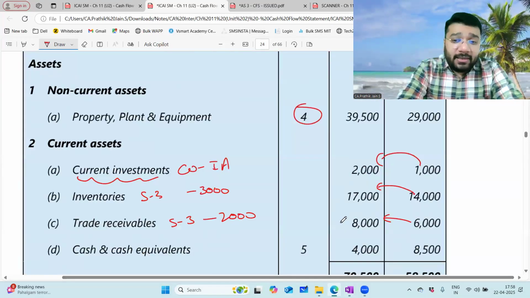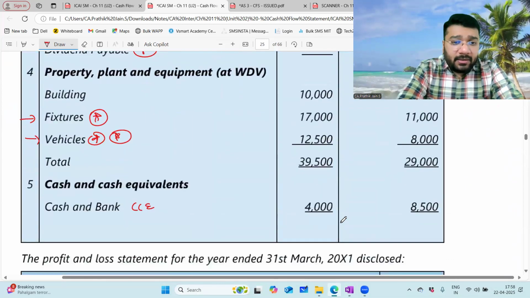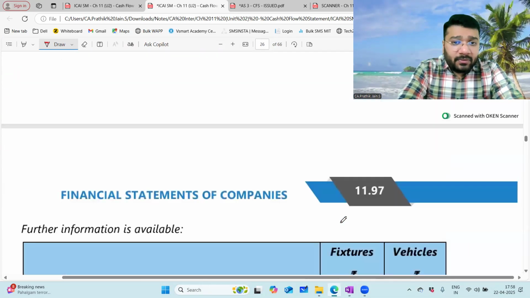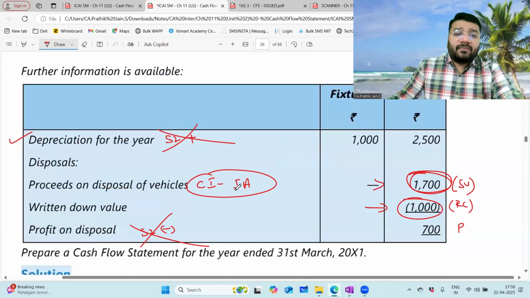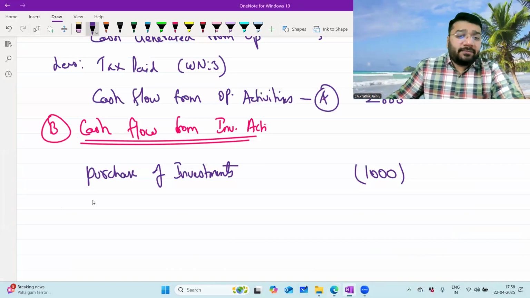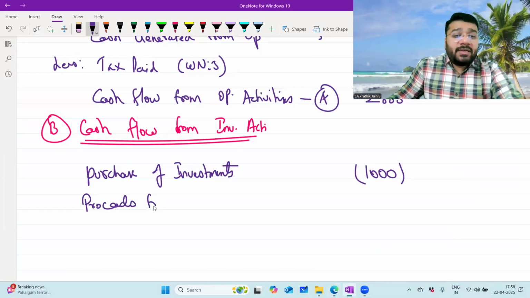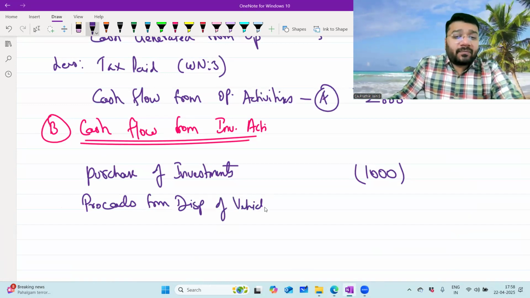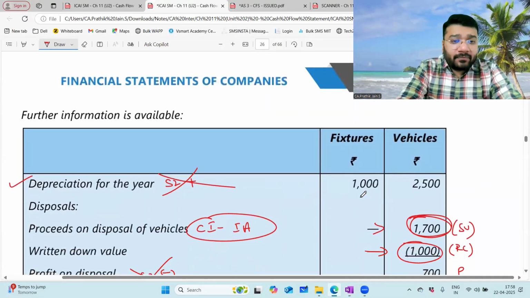Inventory nothing, trade receivable nothing, cash and cash equivalent nothing. If I come down below, nothing. Here, proceeds on disposal of, say, vehicle. Proceeds from sale of vehicle, or proceeds from disposal of vehicle. 1,700 cash inflow, so add. Anything else? Purchase of fixtures.